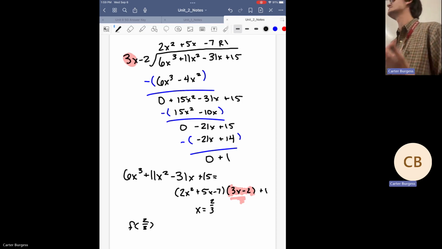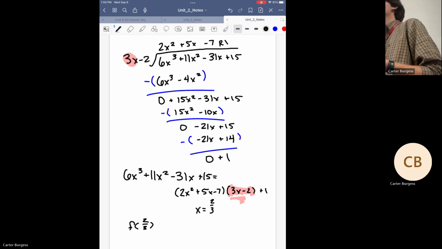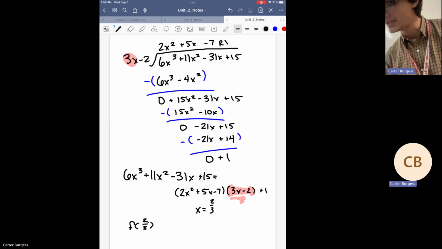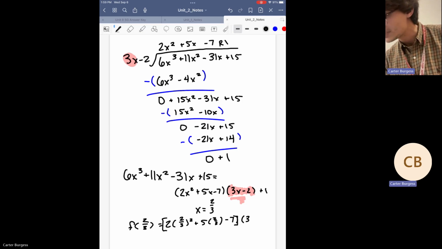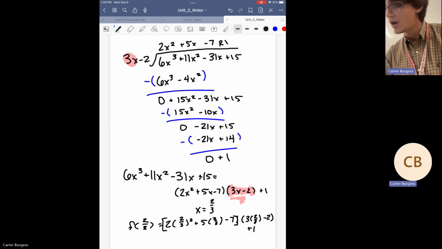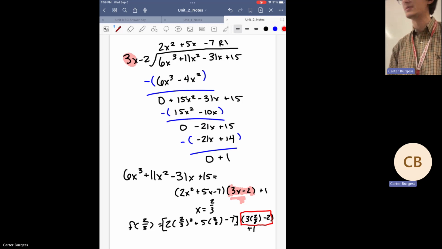But having done this division, notice that what will be a lot easier is plugging it into this division algorithm form. Why is this going to make things a lot easier? Well, when we try to do so, we get 2 times 2/3 squared. Okay, this isn't really looking all that much easier just yet. Plus 5 times 2/3 minus 7 times 3 times 2/3 minus 2, all plus 1. What is this 3 times 2/3 minus 2 going to become?